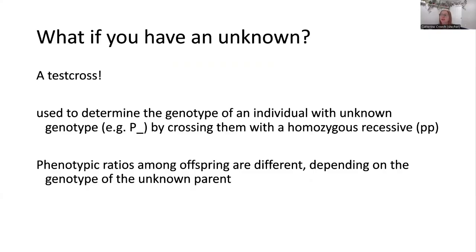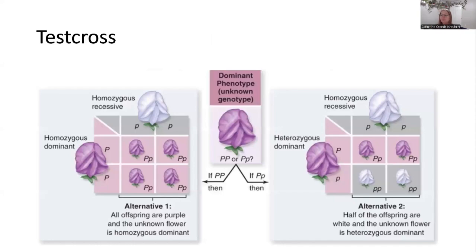Cool. What if you have a genotype and you don't know if it's heterozygous or homozygous? Then we get to use a test cross. So a test cross is when you take an unknown and you breed it with a known. Now, the known has to be something where you can predict the outcome. Let's have a visual for this.